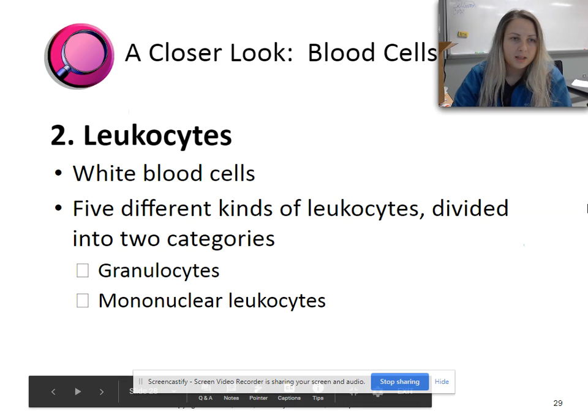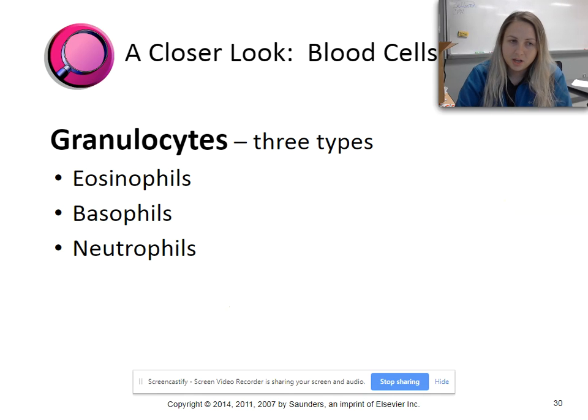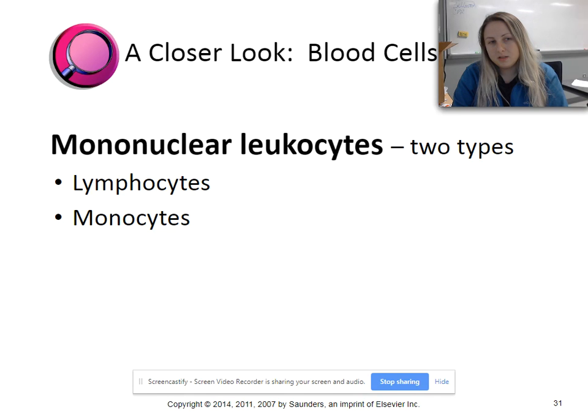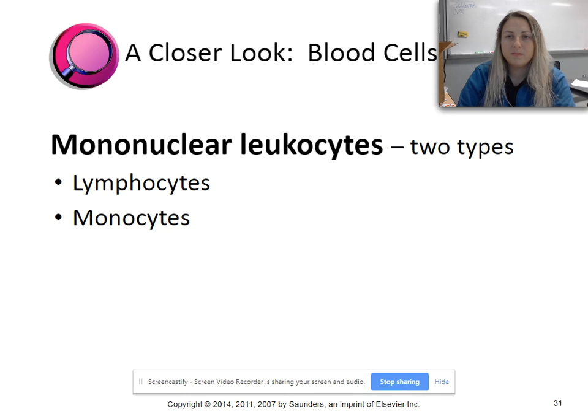Okay. Now, leukocytes, these are white blood cells. These are your immune cells. So there's different leukocytes, and they're kind of divided into what kind of characteristics they have. So there's granulocytes, and then there's mononuclear leukocytes. Mono means one, nuclear means it has a nucleus, so 1 nucleus leukocytes. So the granulocytes, there's 3 types of them. So there's eosinophils, basophils, and neutrophils. All right. The mononuclear leukocytes, there's lymphocytes, and then there's monocytes. Okay, lymphocytes are found specifically in your lymphatic system.